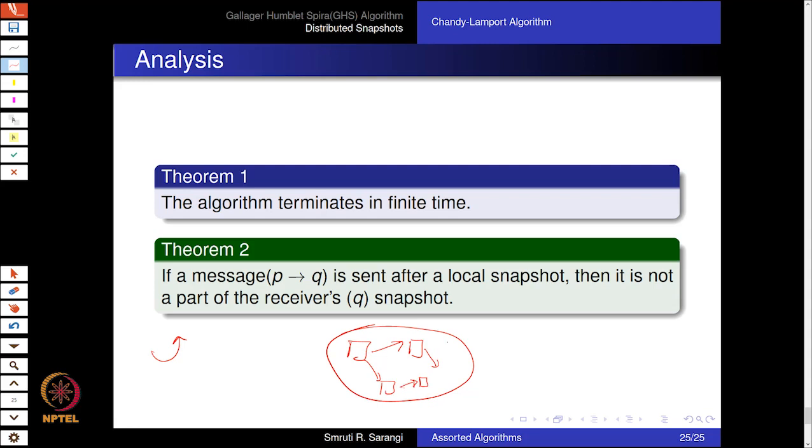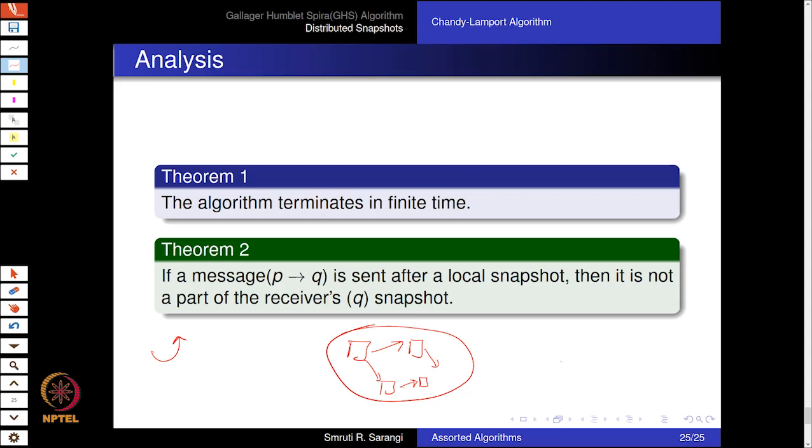That is what the entire snapshot consists of. And why do I say it is consistent? I claim that if a receive has been logged in the snapshot, its corresponding send has also been logged. That's my only requirement, no other requirement. So the theorem is that if a message from P to Q is sent after a local snapshot, then it is not a part of the receiver's snapshot.